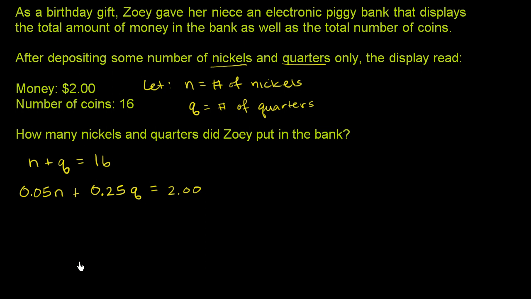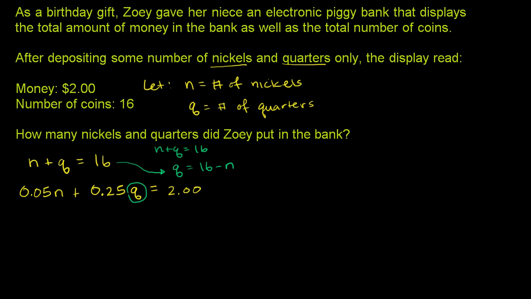So let's see, the easiest thing that we could do here is solve for q. If n plus q is equal to 16, we can subtract n from both sides of this equation to get q is equal to 16 minus n. All I did is rewrite this first constraint. Since it tells us that q, the number of quarters, must be 16 minus the number of nickels, in the second constraint, every place we see a q, we can replace it with 16 minus n.